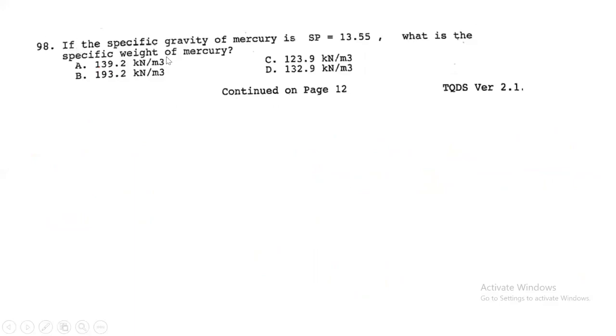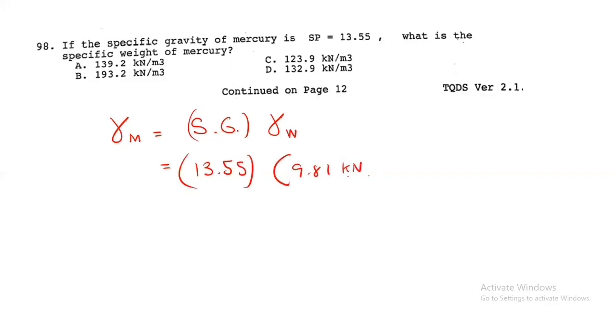The next, 98. If the specific gravity of mercury is given as 13.55, what is the specific weight ng mercury? So, syempre, specific weight ng mercury is equals to, paano natin makuha to? Specific gravity times specific weight ng water. Specific gravity 13.55. So, ang specific weight ng water is 9.81 kilonewton per meter cube. So, 13.55 times 9.81 is 132.9 kilonewton per meter cube. So, pabigay lang tong problem na to. Letter D. The next, 99.